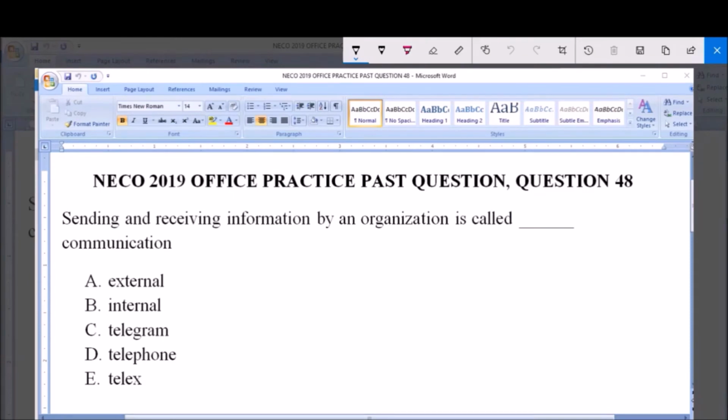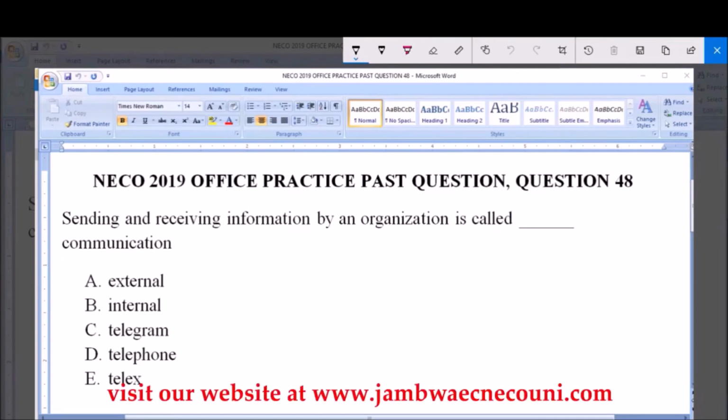Now we are asked that sending and receiving information by an organization, that is within an organization, is called dash communication. And like we know, communication simply means the exchange of information, that is transmission of information from one person to another, or from one place to another. Now we have A says external communication.